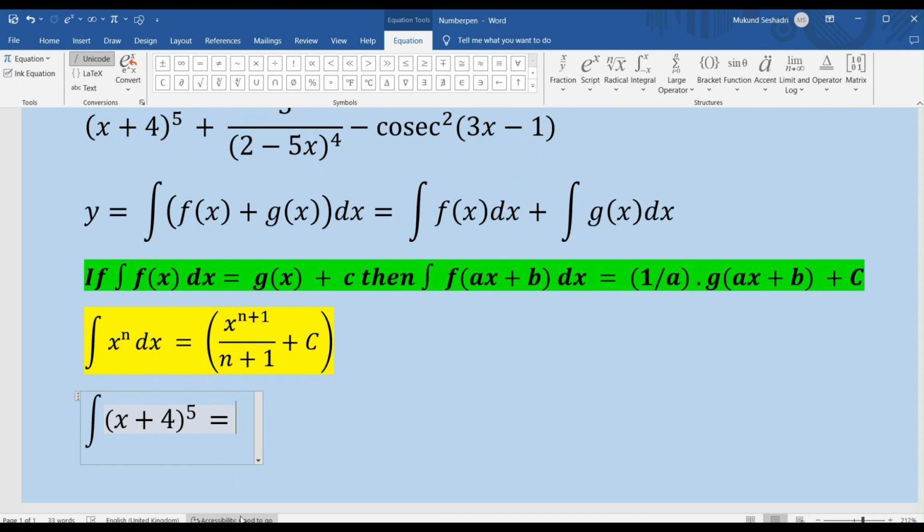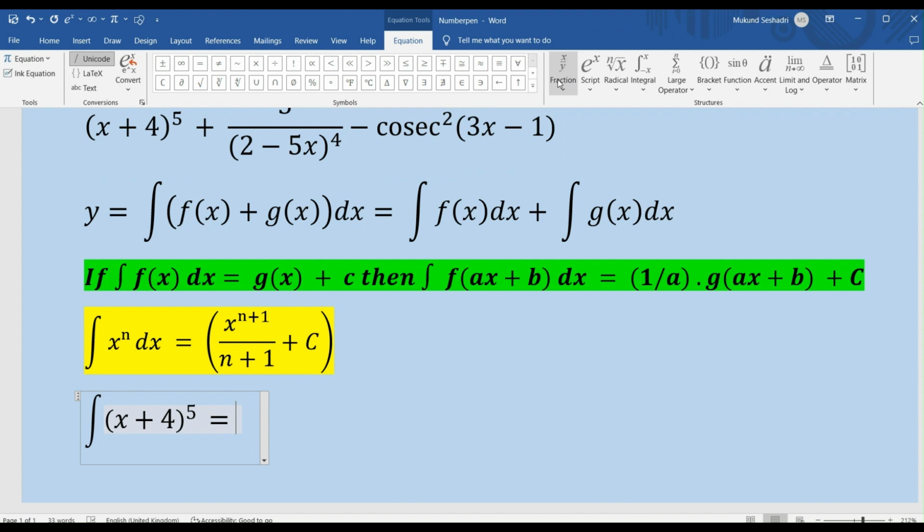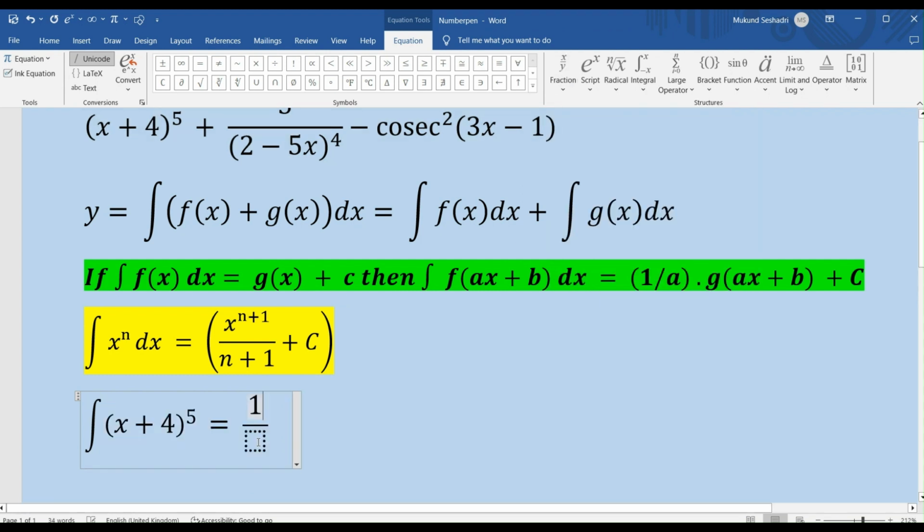And then what is my f of x? My f of x is nothing but of the type x to the power n, right? So I want you folks to connect this with the formula highlighted in yellow. All that I do is 1 by a, where my 1 by a is 1, so I write it as it is. And then I have g of ax plus b plus c, right?